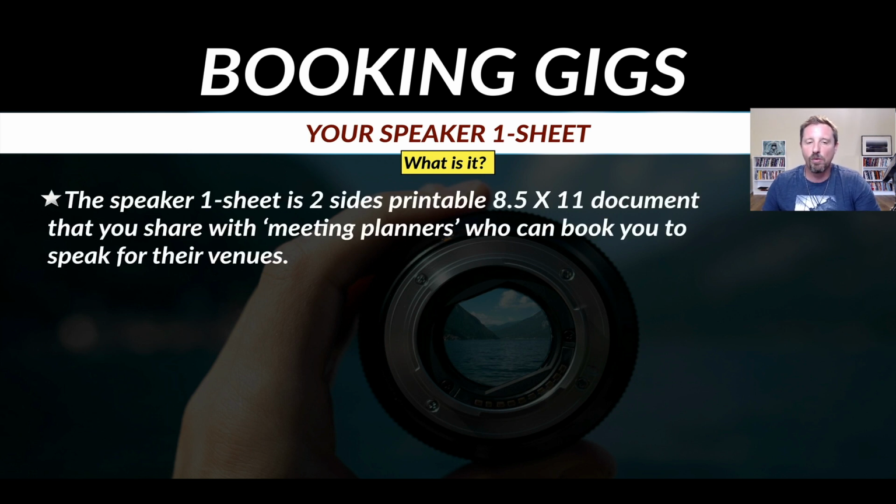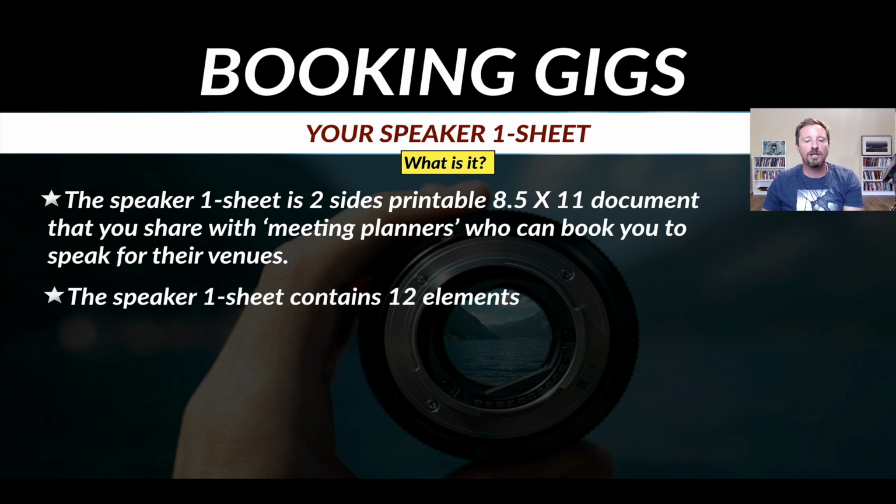So what is the speaker one sheet? Well, typically a speaker one sheet is a two-sided printable 8.5 by 11 document that you share with meeting planners, in quotes, because meeting planner is the term used for any person who might have a stage or an opportunity for you, right? People who can book you for their venues or help you get on stages. All right. So this is something that it's kind of a classic tool. People want to see your speaker one sheet to know, what are you going to talk about? Do you represent my audience well? What kind of experience do you have, et cetera, et cetera.